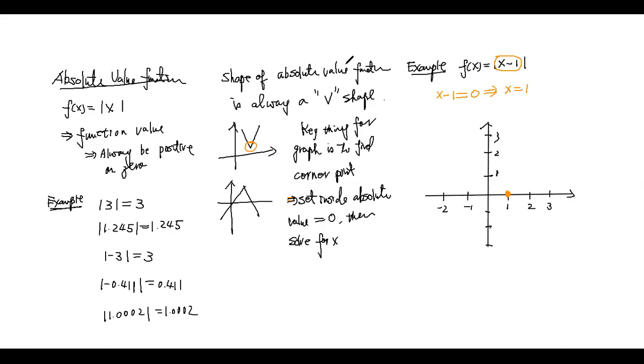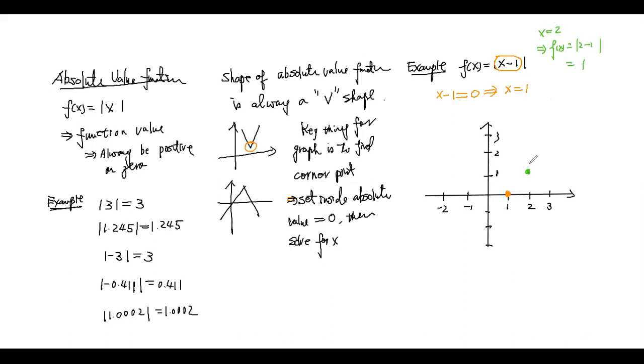So like I always say, the next thing is you choose one point right next to it. So you can choose x equal to 2. When x equals 2, you plug in, so f of x will be equal to 2 minus 1. So what is here is 1. So when x equals 2, you will get 1 here, right? So you get another point here.